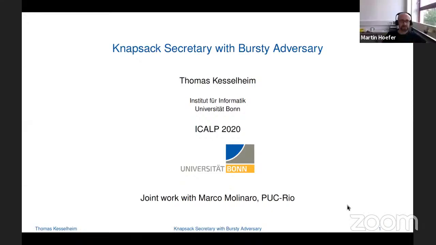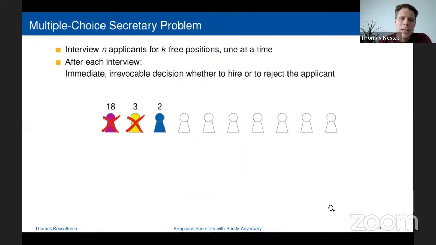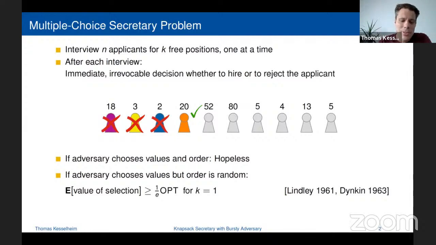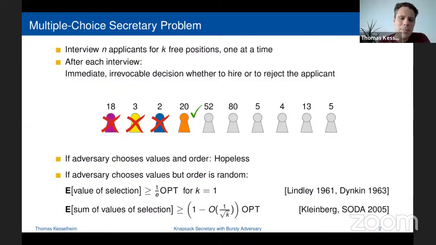So I'm presenting joint work with Marco Molinaro on Knapsack secretary with Bursty Adversary. In my presentation, I'm only focusing on the multiple choice secretary problem rather than the more general Knapsack secretary problem.